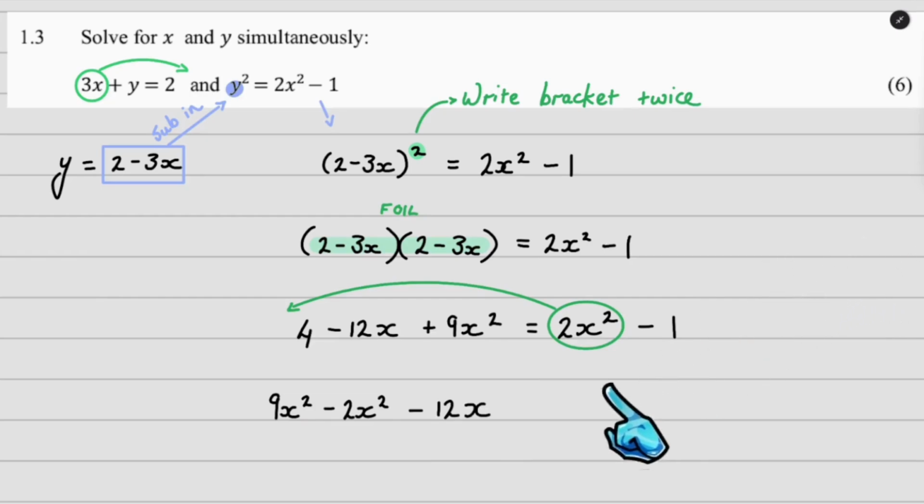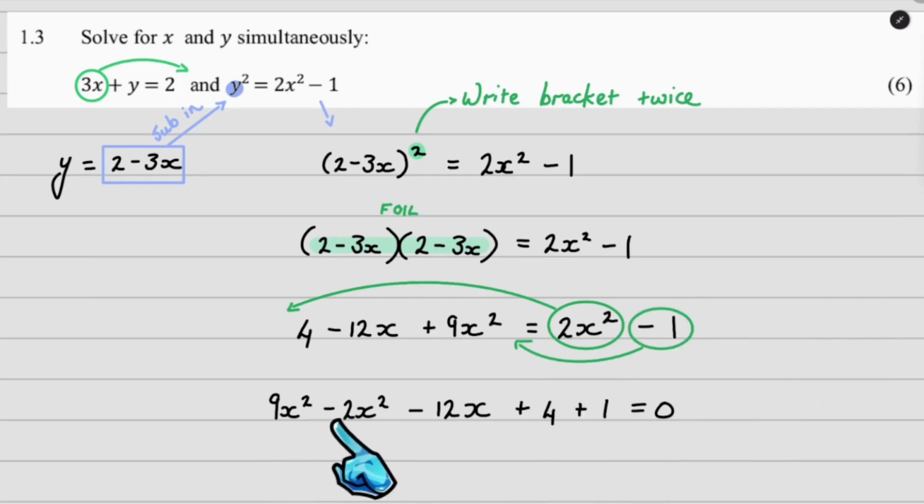Then lastly, let's sort out the numbers, the things without x. So this 4 will move to the end and it will be plus 4. And at the same time, I'm going to move this negative 1 over. Okay, and now I'm quickly going to do my like terms. 9 minus 2 is 7, so we get 7x squared over here. And 4 plus 1 will give us 5, so we get 5 over there. And now we've officially got our standard form.